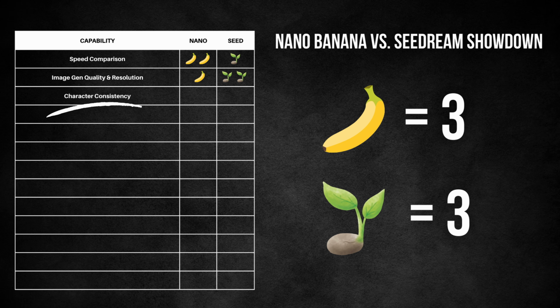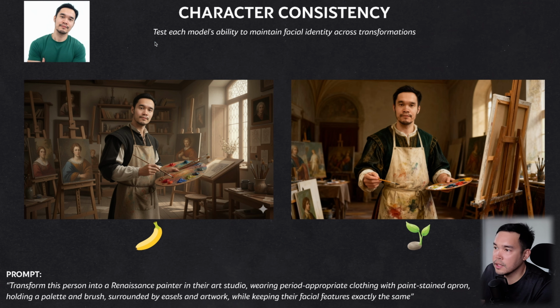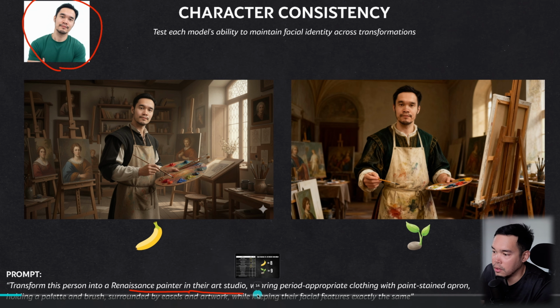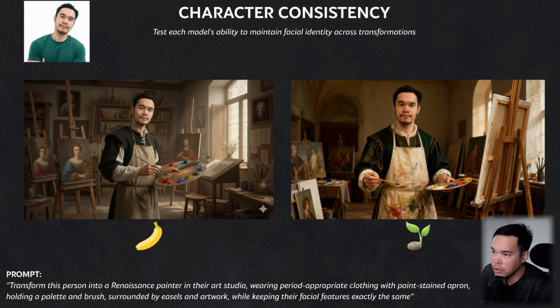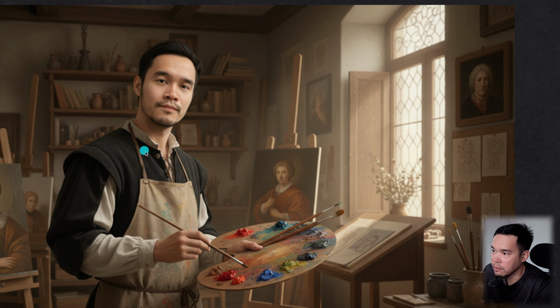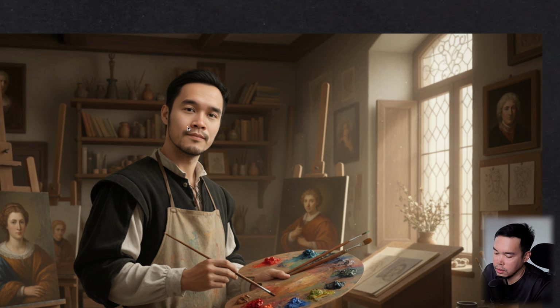The next test is character consistency, which is testing each model's ability to maintain facial identity across transformations. For this test, I asked Nano Banana and Seedream to turn me into a Renaissance painter in my art studio. I gave it instructions that I should be wearing period-appropriate clothing, with a paint-stained apron and holding a palette and a brush. If we zoom in, this is the image that I gave it. And for Nano Banana, it did super well. It maintained what I look like. I would say that does look like me. Maybe I'm a bit more dashing in real life.